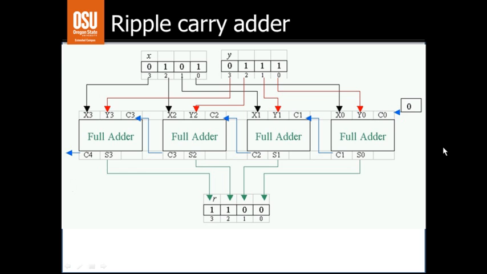Now, of course, this is just a 4-bit ripple carry adder, but you should be able to at least imagine how this would be extended. An 8-bit, a 16-bit, a 32-bit, a 64-bit, even a 128-bit ripple carry adder could be designed once you have the full adder circuit.